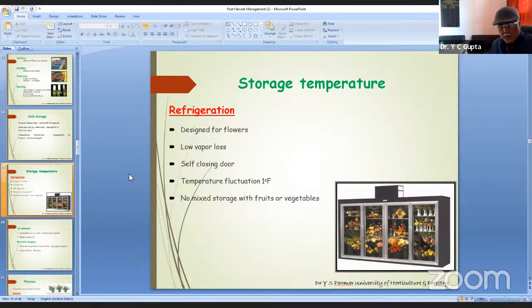Low power loss, self-closing door. We need a self-closing door, and temperature fluctuation should not go beyond 1 degree Fahrenheit. No mixed storage with fruits and vegetables, as they emit ethylene while ripening. So always try not to mix any vegetables and fruits with the flowers, or transport flowers with vegetables and fruits.